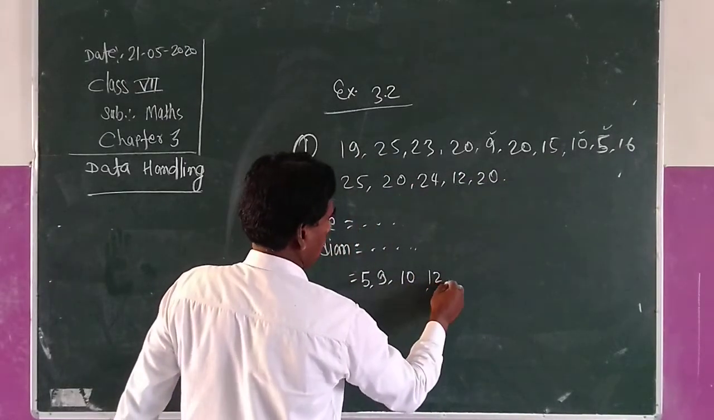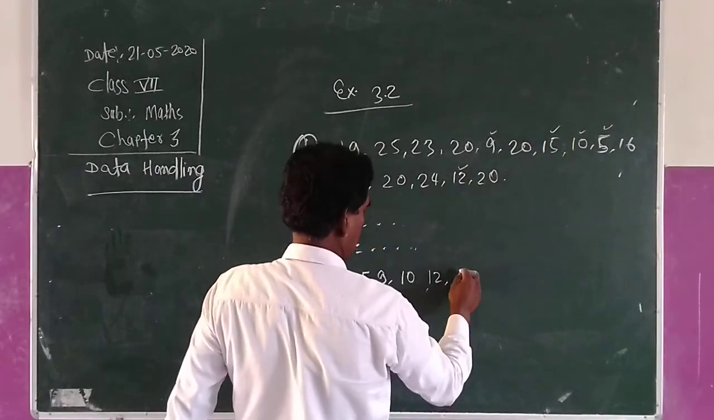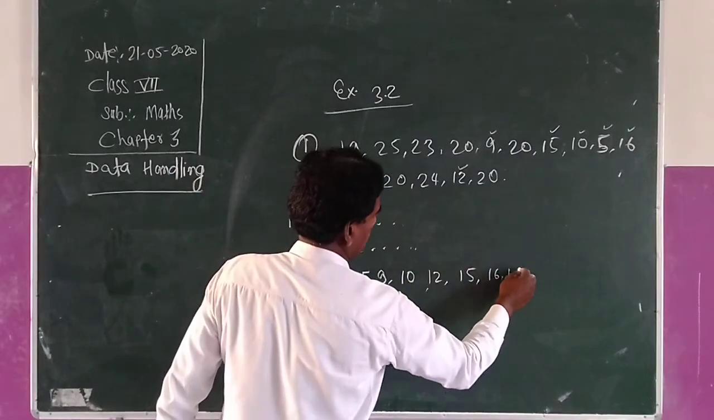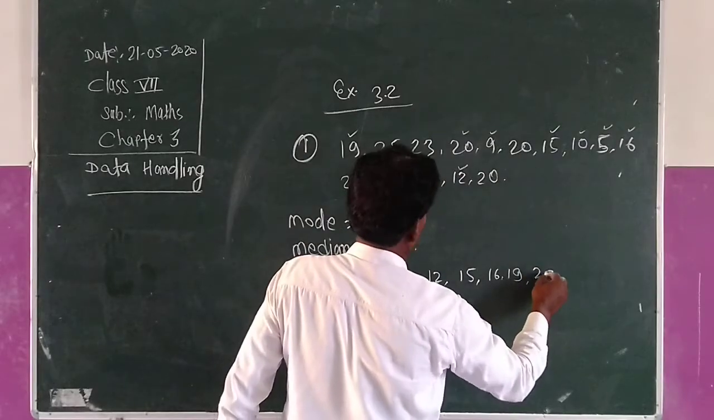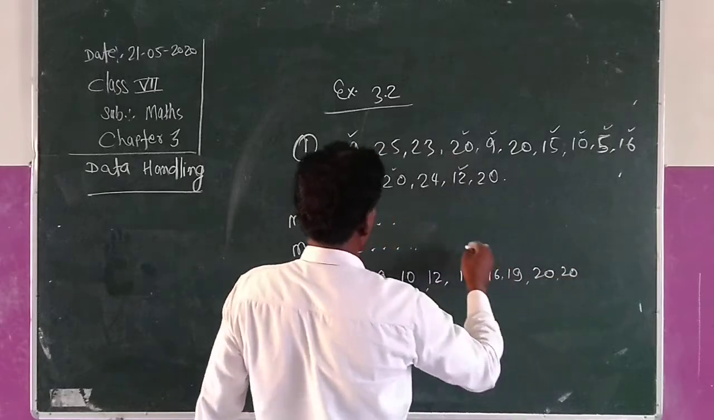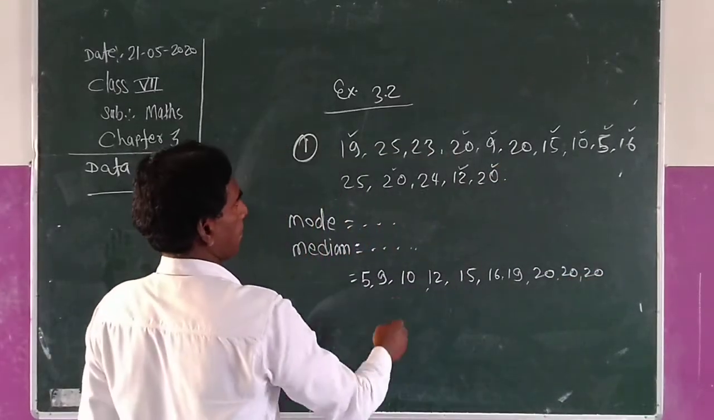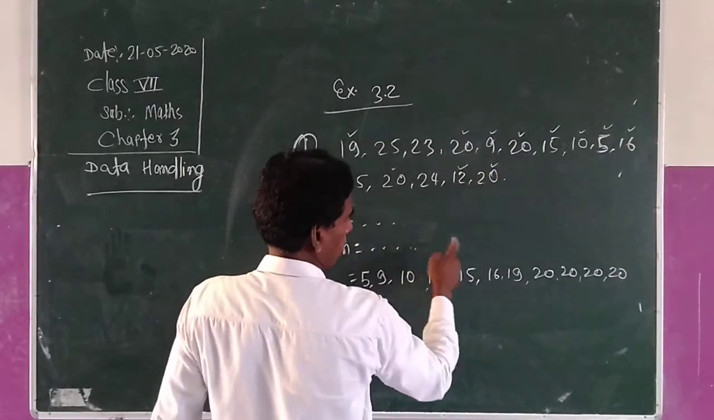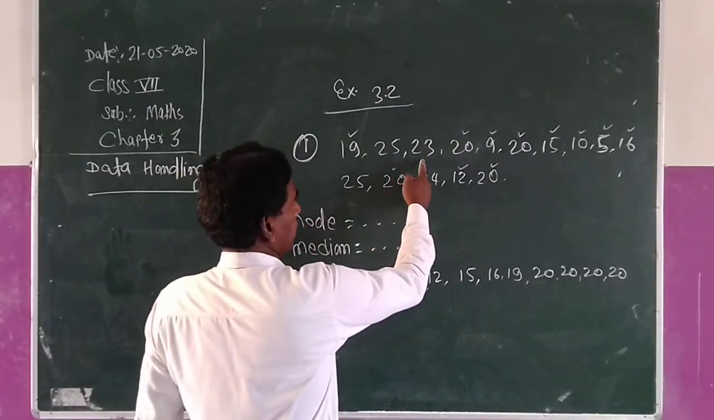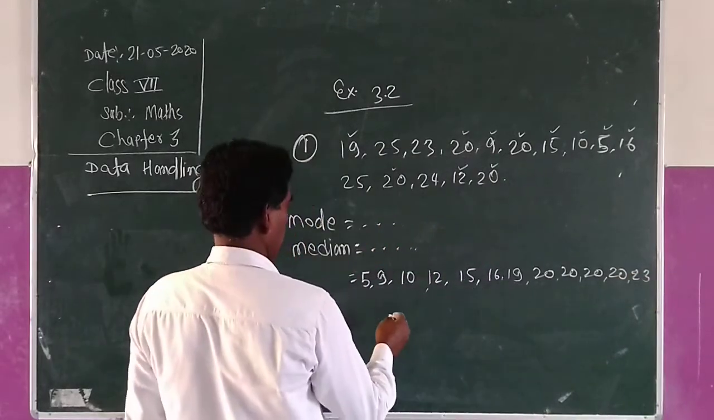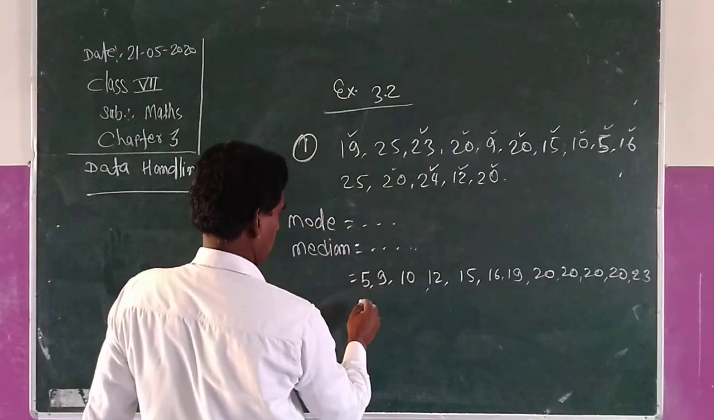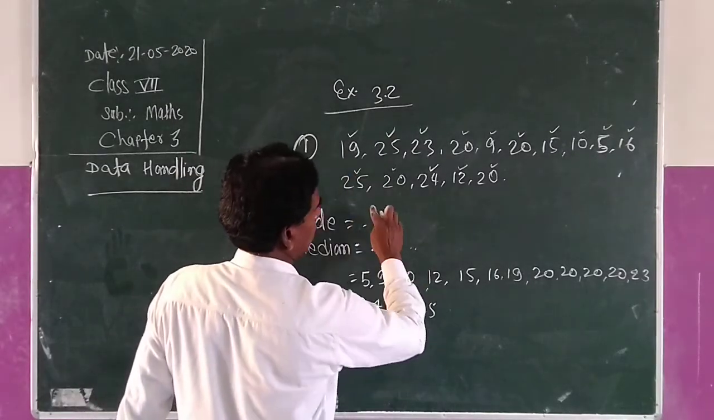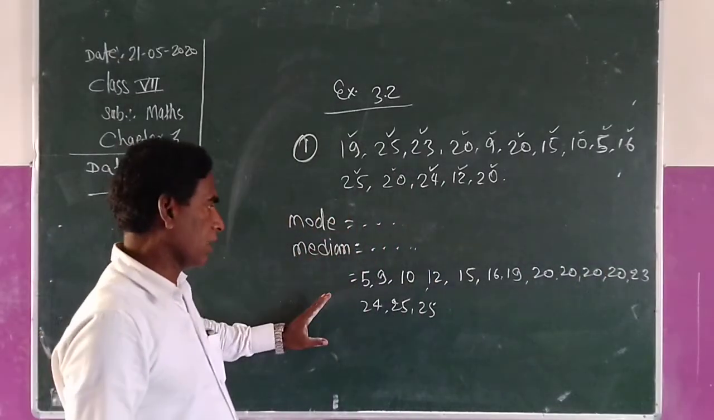12, 15, 16, 19, 20, 23, 24, 25. All the given data we have now arranged in ascending order.